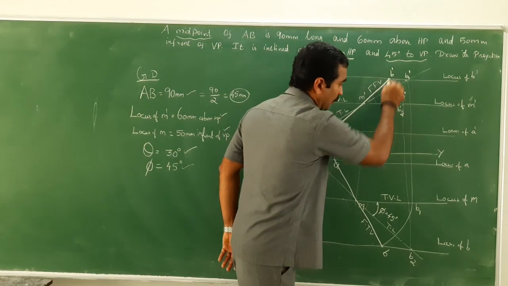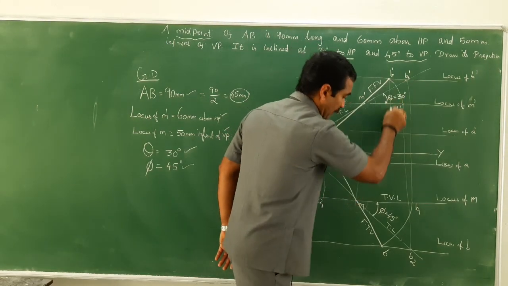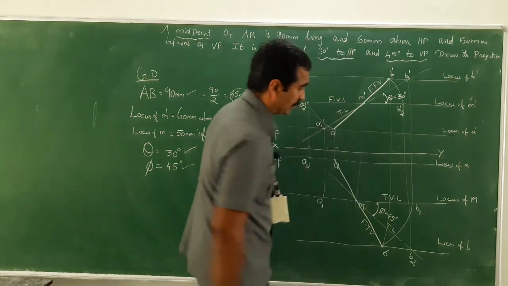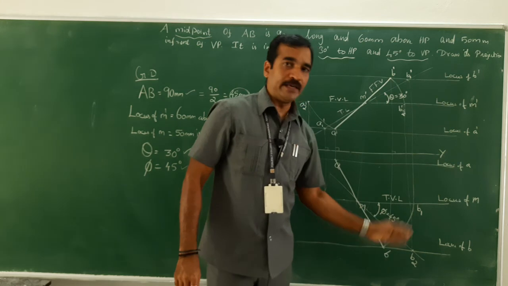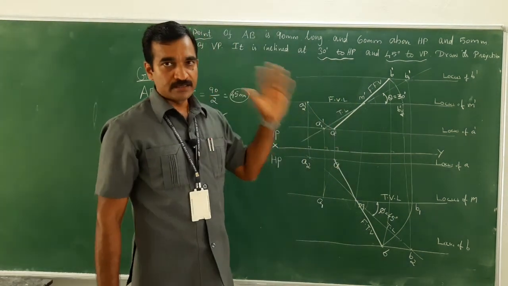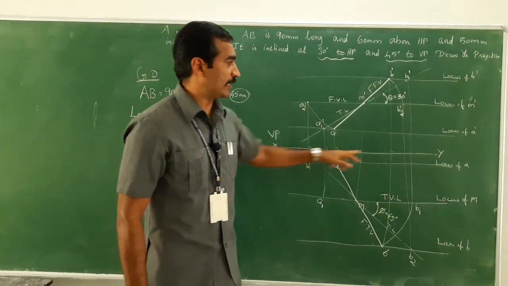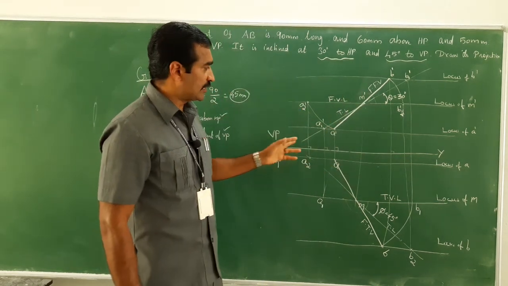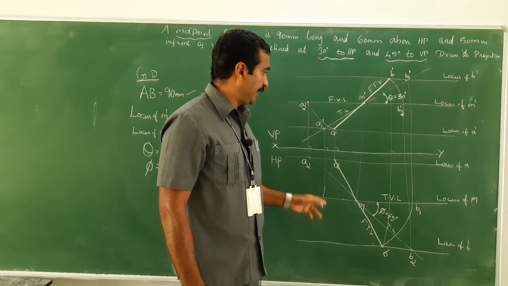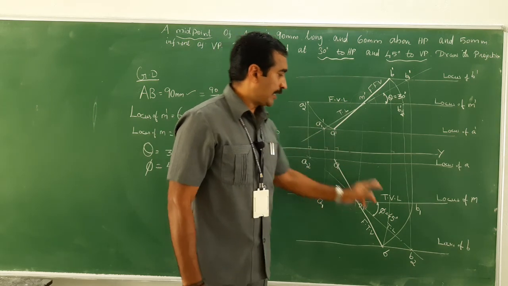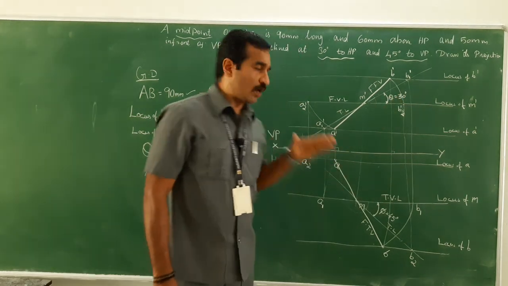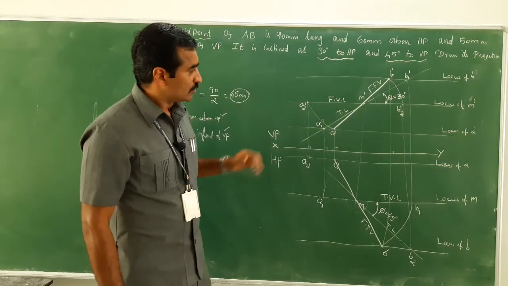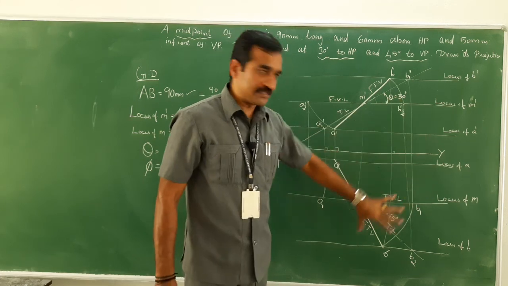Draw a line perpendicular to the reference line. B dash and B are lying on the same line, that is perpendicular to the reference line. So this is nothing but the projectors. The distance between the projectors A and A dash and B and B dash on the horizontal line is called the end projector. Isn't it? So I have completed the projection.